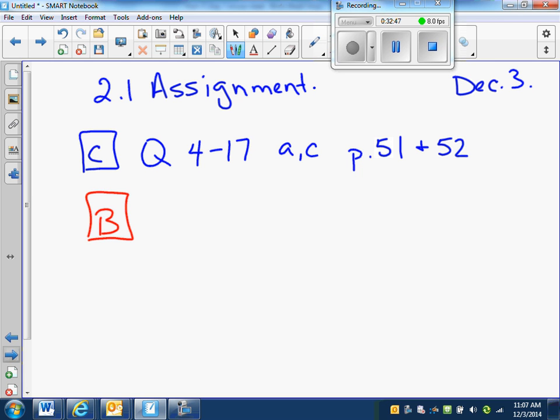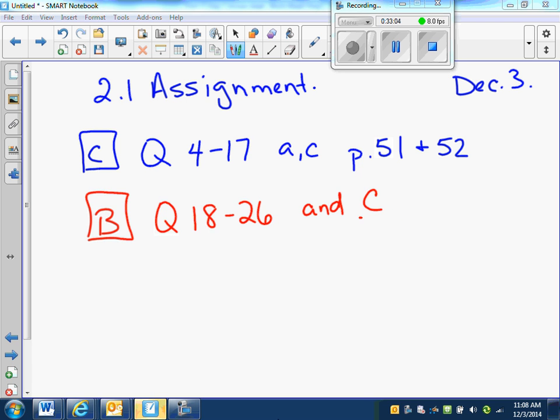To get a B, I'd like you to do the C. Actually, I'll write it a little differently so it's less confusing. I'd like you to do questions 18 to 26 and C questions.